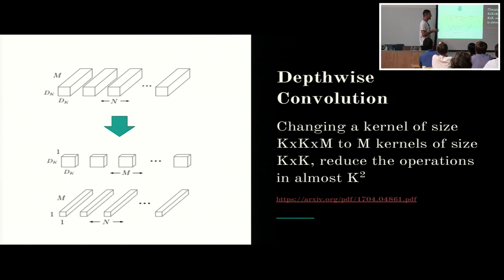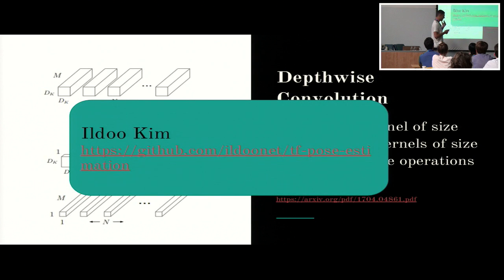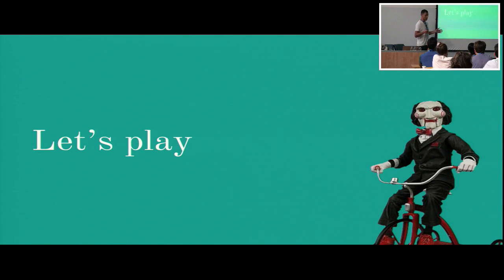Bad news here is that we need to train the network again if we want to change from a standard to a depth-wise convolution. And we have to be thankful to this guy, Ildoo Kim, because he trained it for us. So that's very cool. And now that we have all the ingredients, yes, we can play with them.